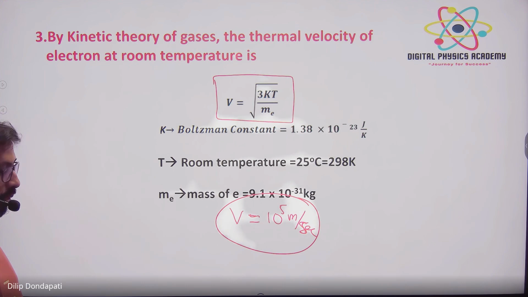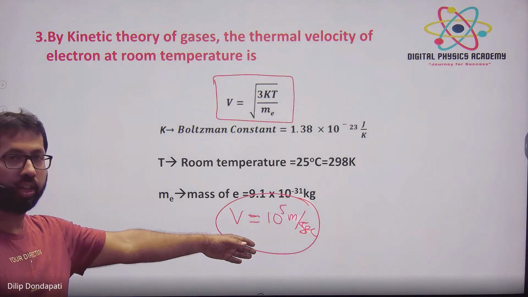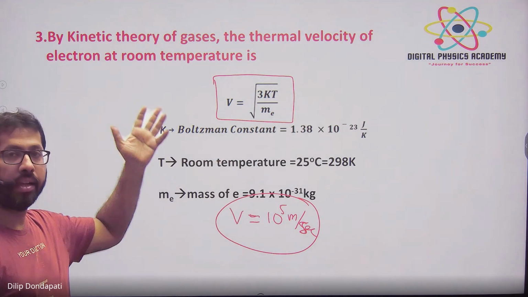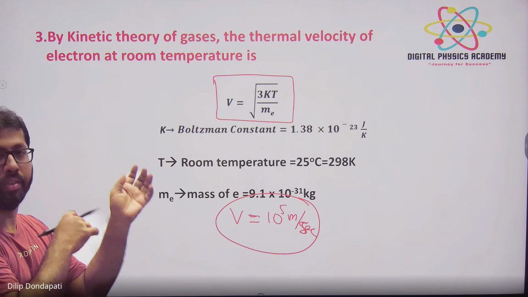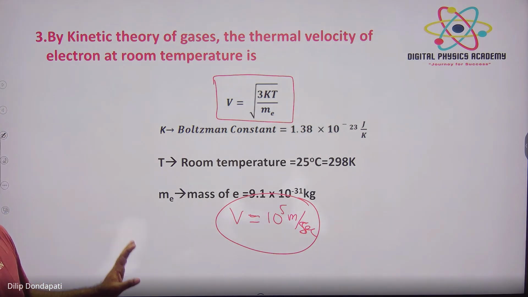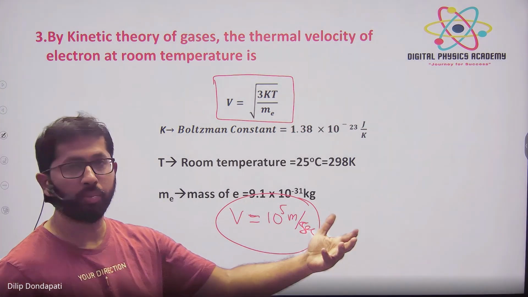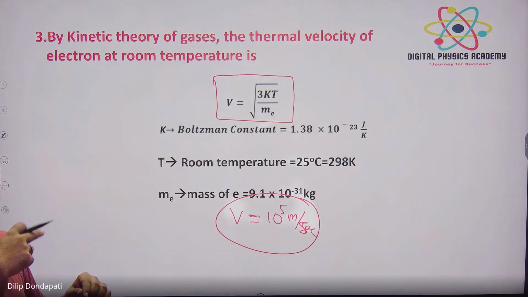That means it is that fast. 10 power 5 is not a small number. It is approximately 1 lakh meters per second. Zoom zoom zoom, because of thermal energy it is moving at that speed. But it is not moving from one place to another place. It is moving around itself only, moving around the atom.